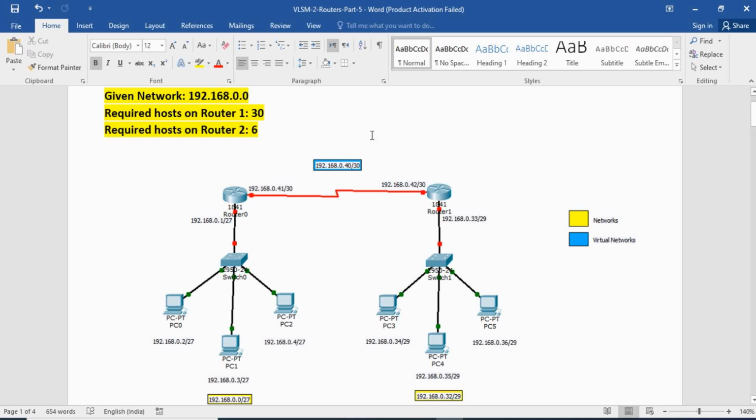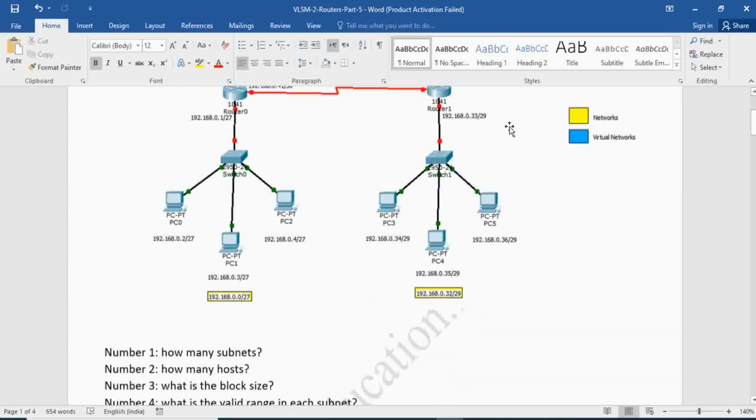Suppose we have a client and he or she has a small office, like one head office and one branch office. So the given network is 192.168.0.0, and the required hosts on router 1 are 30 and the required hosts on router 2 are 6. You need these 5 questions while subnetting.